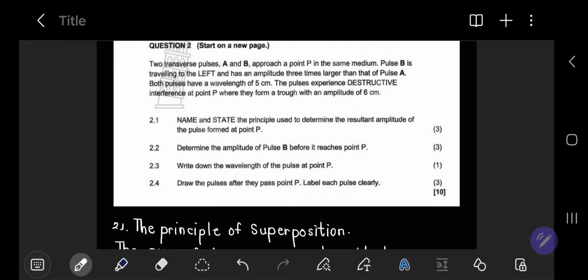Now 2.3 says write down the wavelength of the pulse at point P. So if you haven't noticed, wavelength was given to you. They mentioned that the pulses have a wavelength of 5. Now wavelength is not affected during superposition. So no matter what the wavelength initially was, it stays like that throughout the motion of the pulses. Even when superposition occurs, it stays unaffected. That is why it's only 1 mark, because wavelength would still be 5 centimeters.